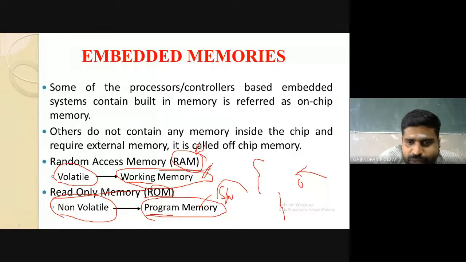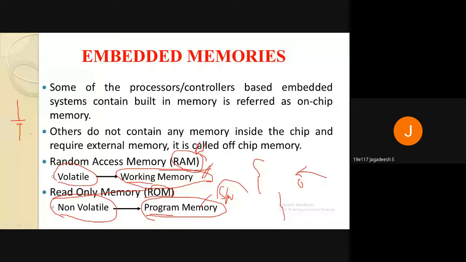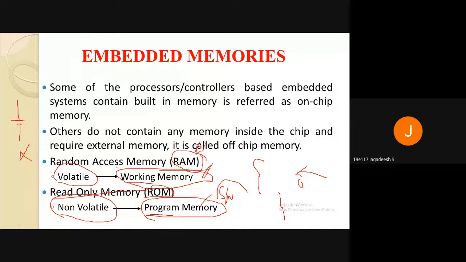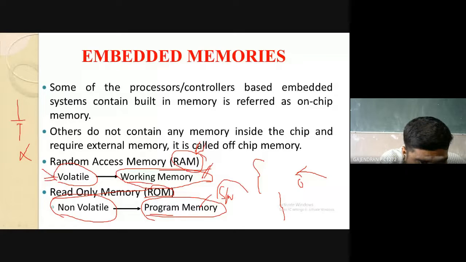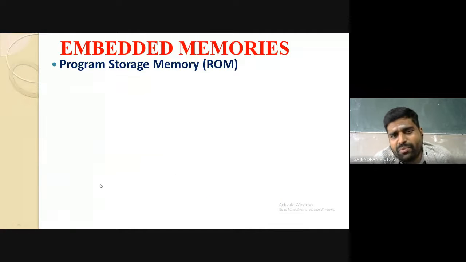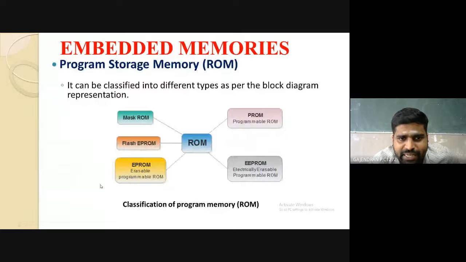Let me give one small clue. It is related to this. Any idea? When you power off, the memory is erased. In which memory does the data get erased when power is off? RAM is volatile. Volatile memory will get erased. But in non-volatile memory, even after power off, the data will remain without being erased. Okay.